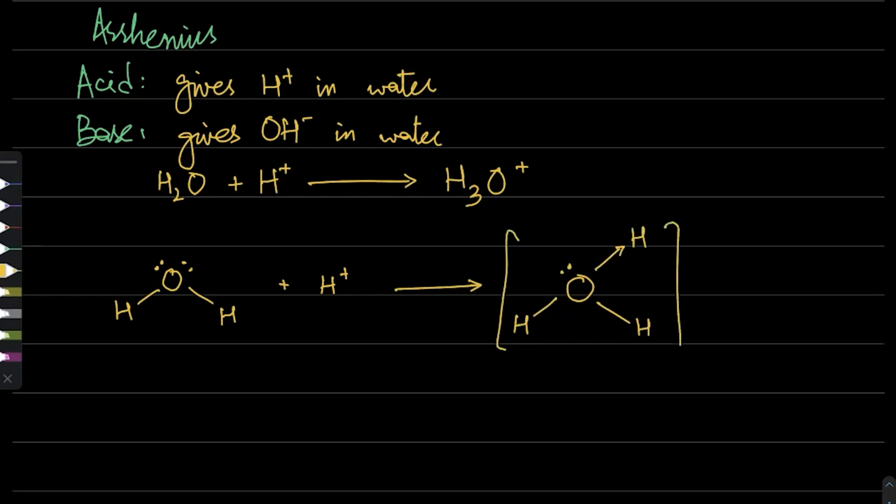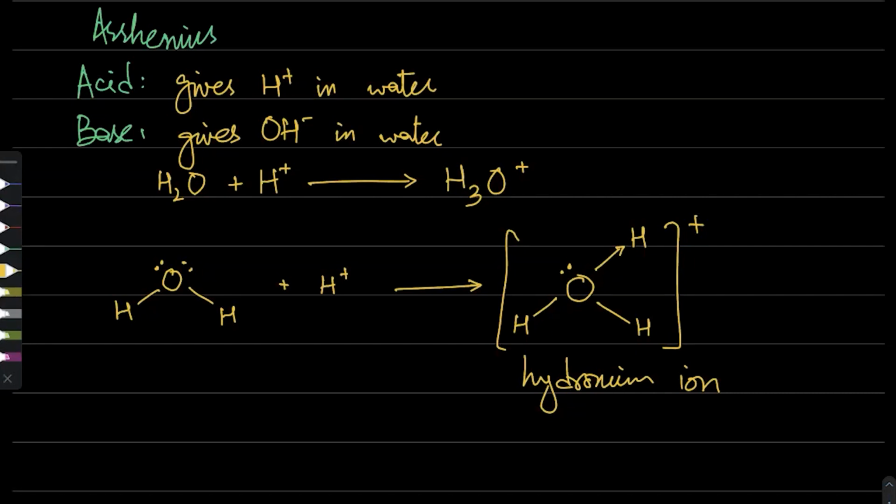And now water has a dative bond with another hydrogen positive ion and a lone pair, and this gives water a positive charge. So this is not water anymore, it's hydronium ion, H3O positive. So this makes sense: we have hydronium ion coming from water, and that is made when you give it H positive. And when you have OH negative, you get the idea of base.